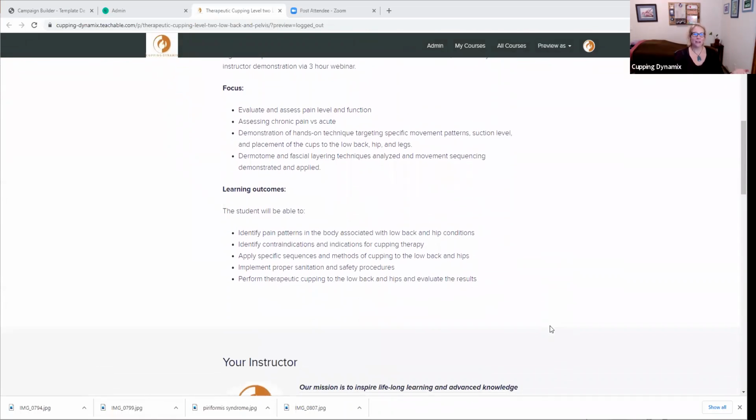We really want you to be identifying different pain patterns in the body associated with the low back and hip conditions, identifying contraindications and indications with cupping therapy, specific sequence and methods of cupping.